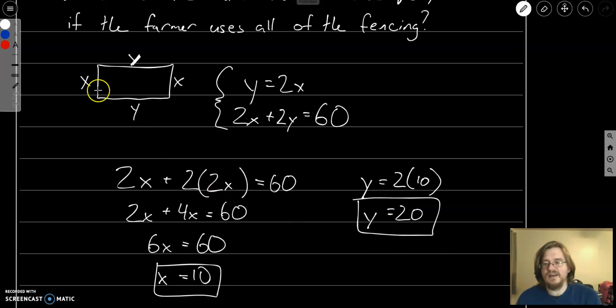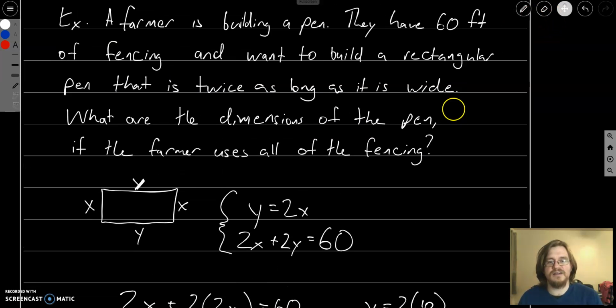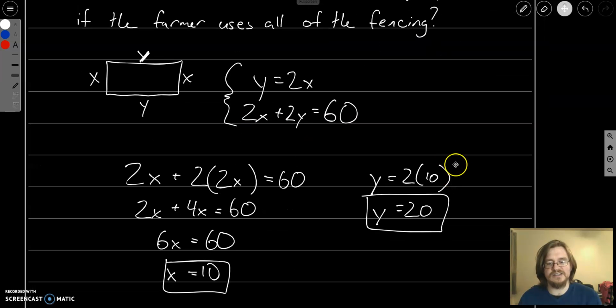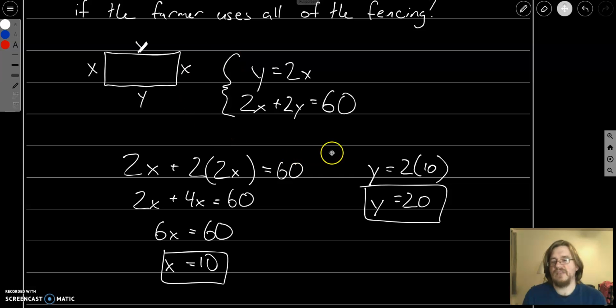And this makes sense. If the pen is going to be 10 feet wide and 20 feet long, that'll be 10 plus 20 plus 10 plus 20, which is 60 feet of fencing. But also the width being 10 and the length being 20, the width is half of the length, or the length is twice the width, which is exactly the conditions that we needed. So systems of equations like this are quite nice and will show up in lots of situations.